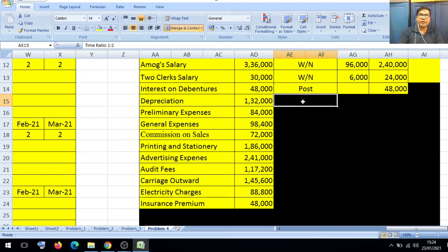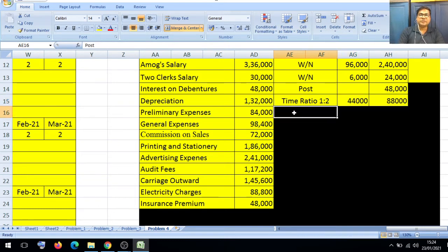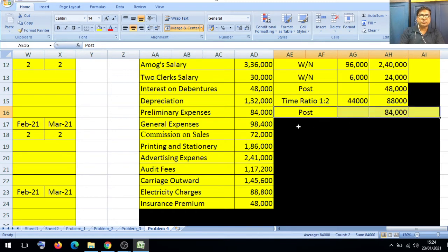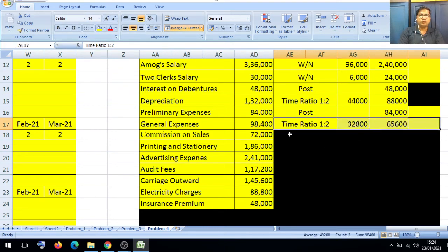Depreciation is allocated on the basis of time ratio. So time ratio is 1:2. The pre-incorporation period 44,000 and post-incorporation period 88,000. Preliminary expenses is expenses related to the post-incorporation. General expenses we have to allocate on the basis of time ratio.